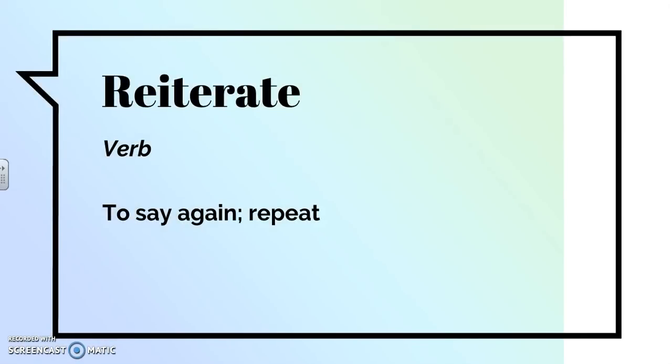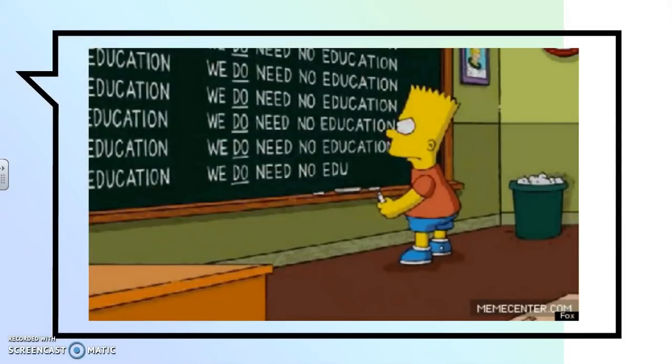Your next word is reiterate. It is a verb, and it means to say again, to repeat. If you've ever seen The Simpsons, in the opening credits, Bart Simpson is always reiterating, repeating, saying again whatever his teacher told him to reiterate on the chalkboard.